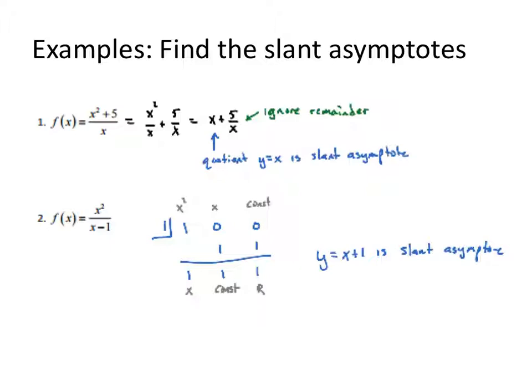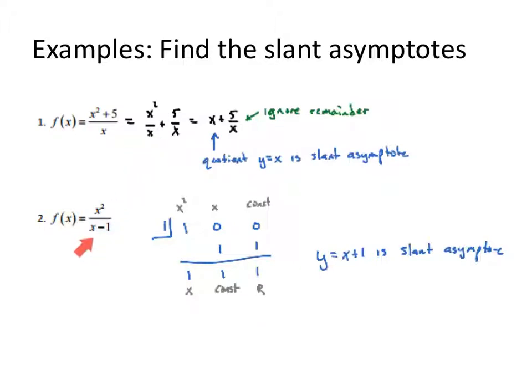So if f of x equals (x squared plus 5) over x, I can rewrite this. Notice the degree 2 is exactly 1 more than the degree of the denominator 1. That's x squared over x plus 5 over x. And when I simplify, that'll be x plus 5 over x. We're going to ignore the remainder. The quotient, x, so y equals x, is the slant asymptote. That's it.